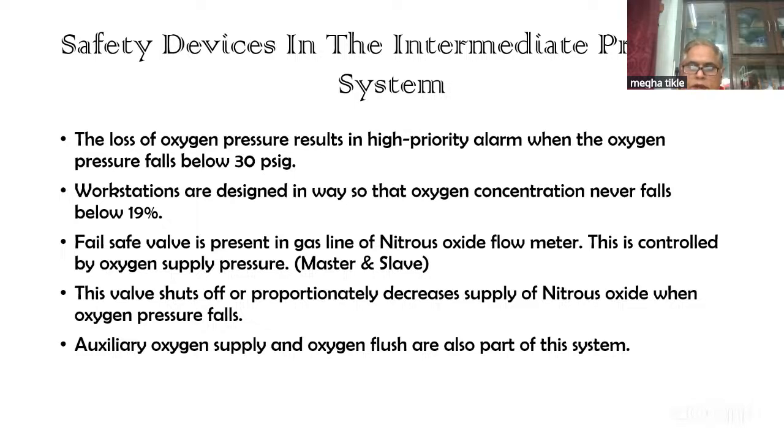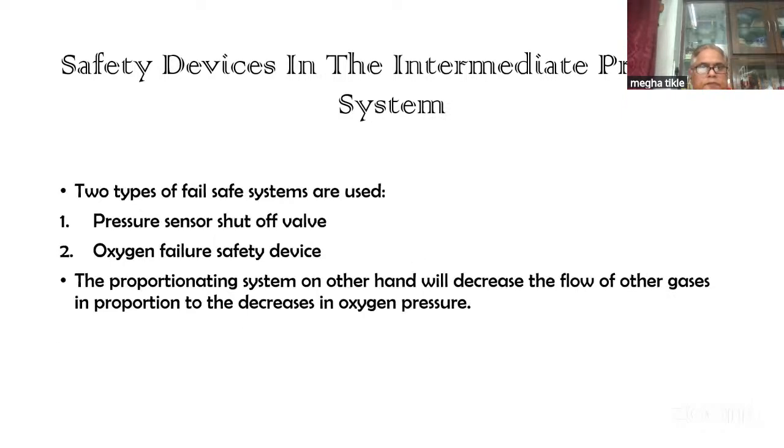Right now, I would like to mention that most of this master slave mechanism is only coupled with oxygen and nitrous and not with any other gases. So in case of failure of system, we can still use medical gas till the time we are very sure that there is no crossover in the pipeline. If there is a crossover in the pipeline, then we don't have any option. We'll have to take off all the pipelines and use the emergency oxygen cylinder. In that case, we never use nitrous oxide. Auxiliary oxygen supply and oxygen flush are also part of this system.